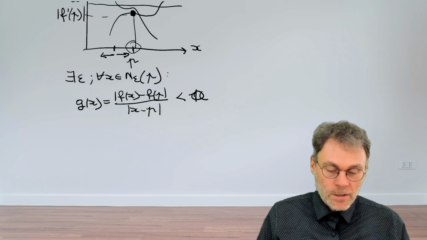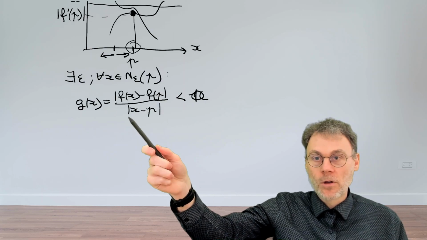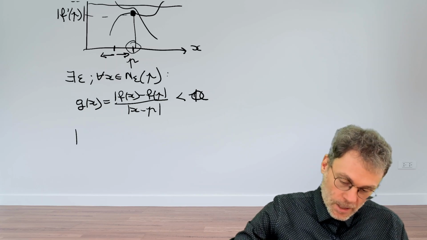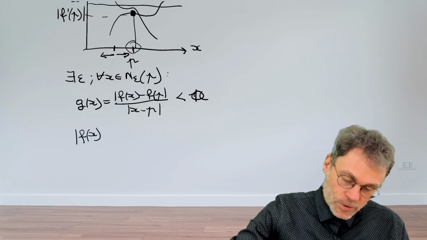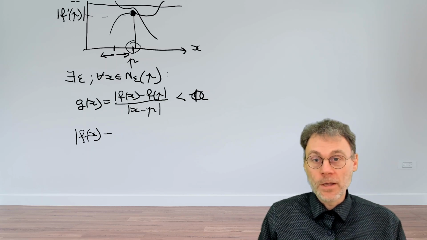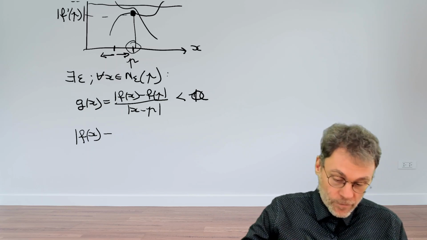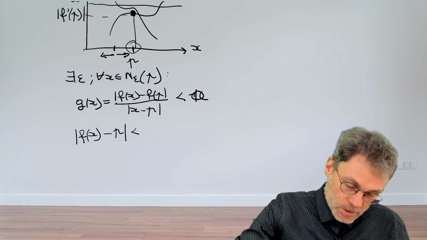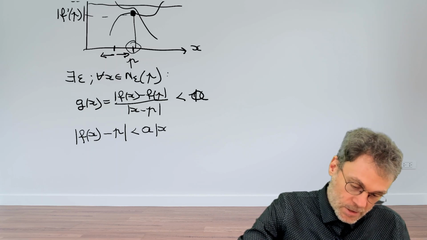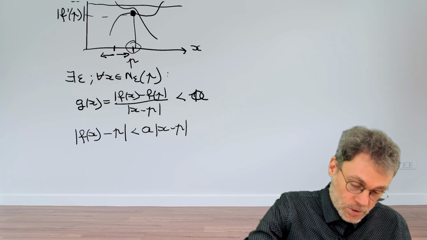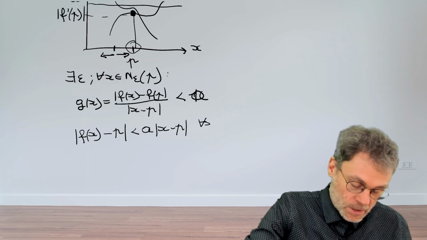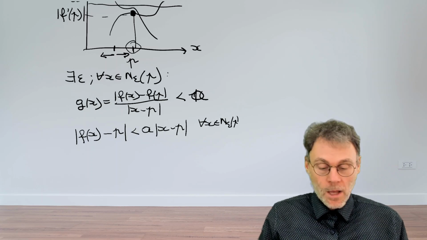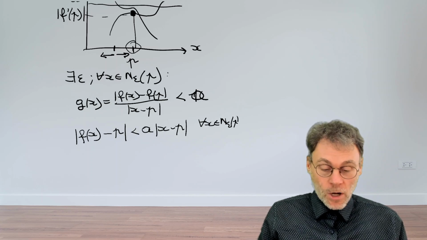So if we rewrite this a little bit by bringing the denominator here to the right-hand side, we know that if we evaluate the distance between f of x and f of p, and remember p is a fixed point of f, so f of p is just p, right? So this thing is smaller than a times |x - p|. And again, this is true for all possible values x that are in our epsilon neighborhood of P. So this indeed gives us our answer.